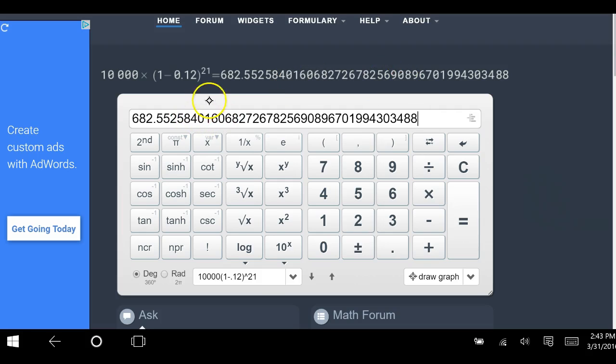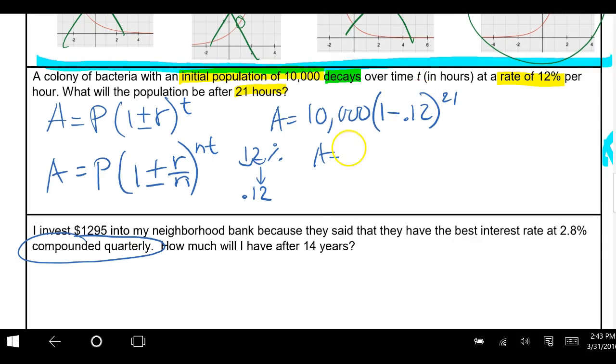Well, we're talking about bacteria, something that's actually living. And living things don't come in pieces. They come in wholes, right? So we don't want to round to the nearest 10,000th or the nearest 100th. We actually want to round to the nearest whole number. So we look at the 5, the number next to the 2, and if that's 5 or bigger, we round up. And yes, it is. So it'll be 683. So we'll end up with 683 bacteria after 21 hours.